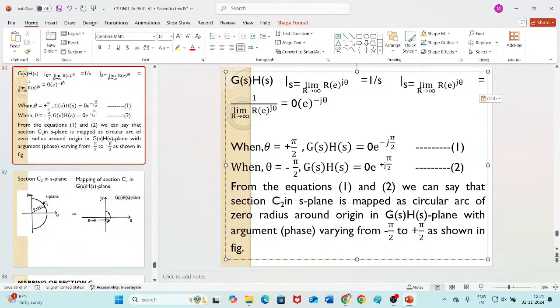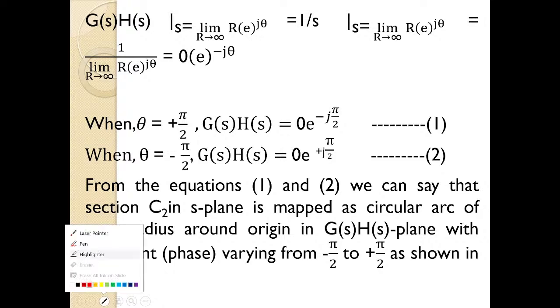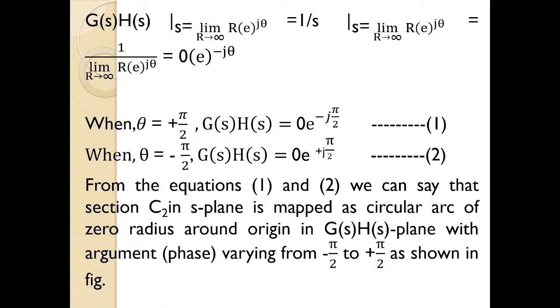So now if you substitute the limits, 1 by limit r tends to infinity r e power j theta, substitute this, 1 by infinity, you'll get 0. And 1 by e power j theta, you can write it as e to the power minus j theta in the numerator, so you'll get 0 e power j theta. So what is happening now? G of s, H of s is equal to what? 0 e power j theta.